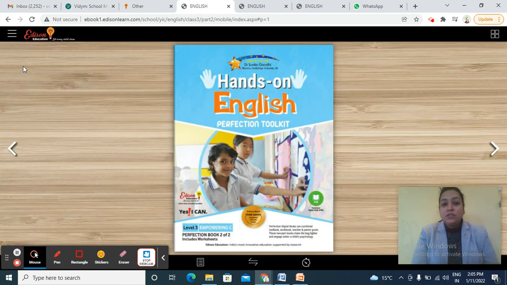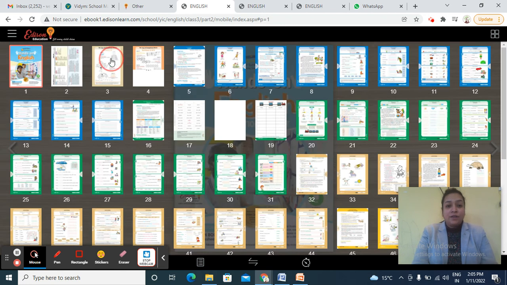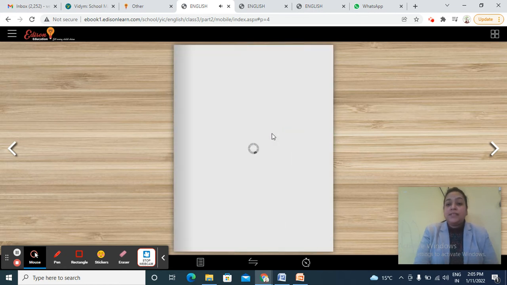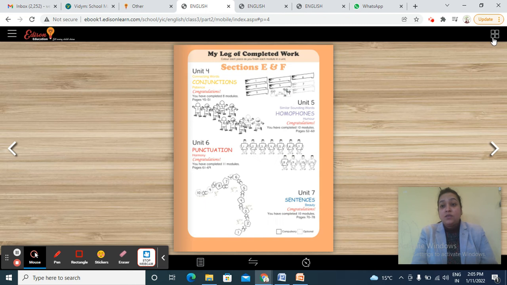First of all, today we are going to start with our English work. You have to take out your English book, that is Hands on English Perfection Toolkit Level 3 Empowering C Perfection Book 2 of 2. We have completed our section D. Now we are going to start with section E, that is tier 5 conjunctions. So we are starting with conjunctions.